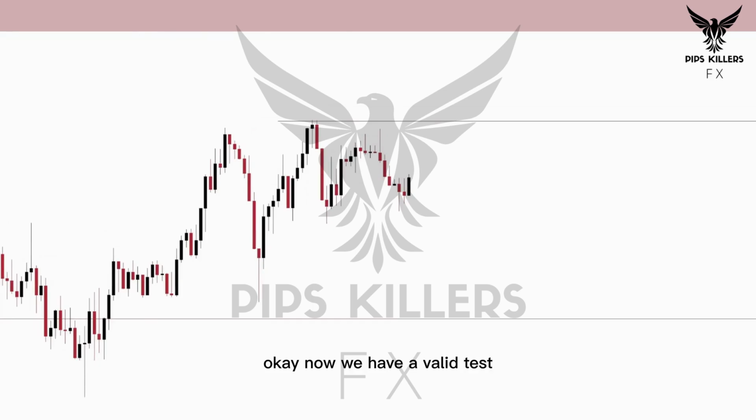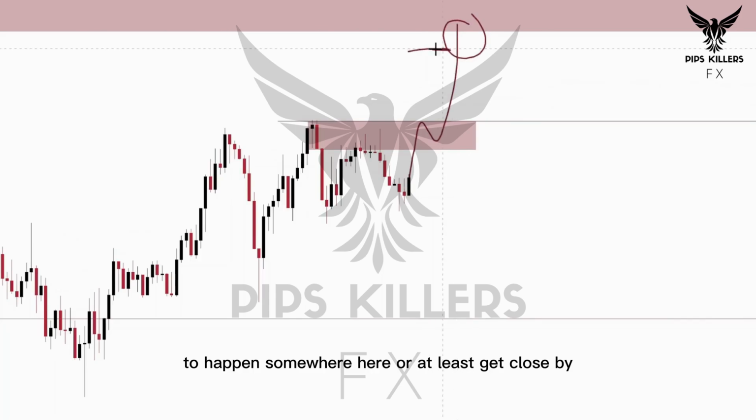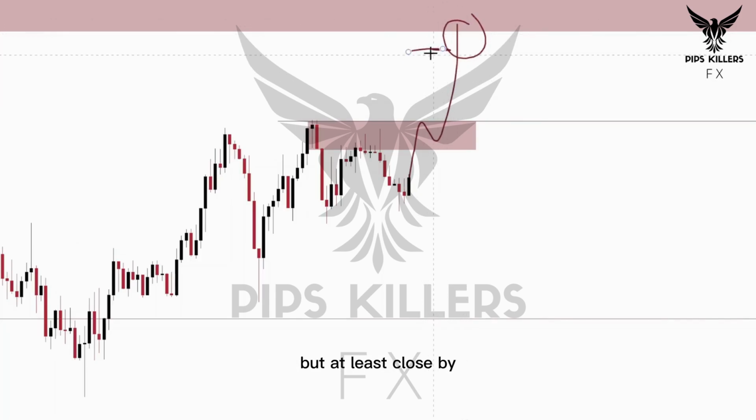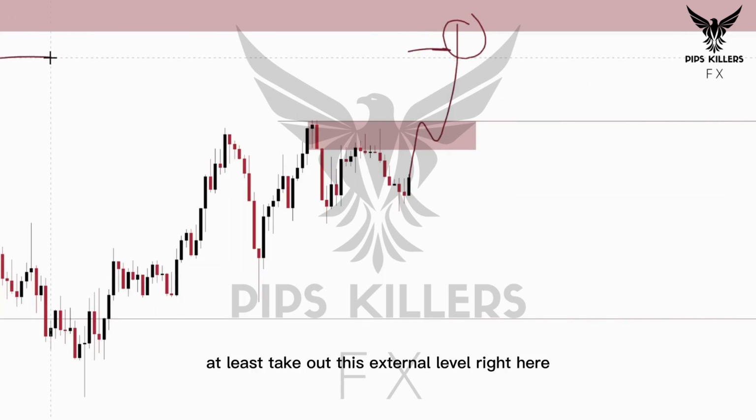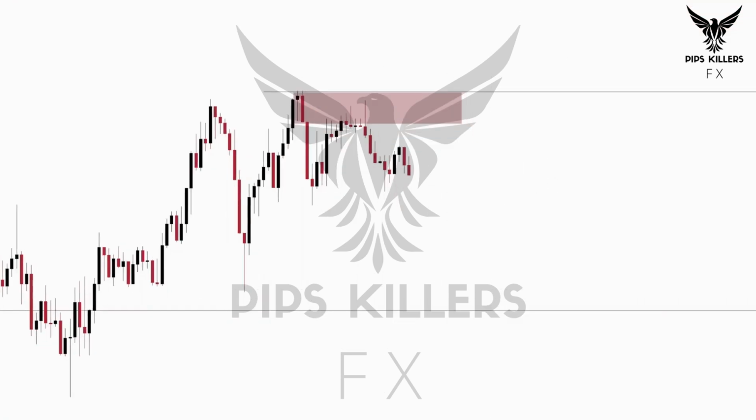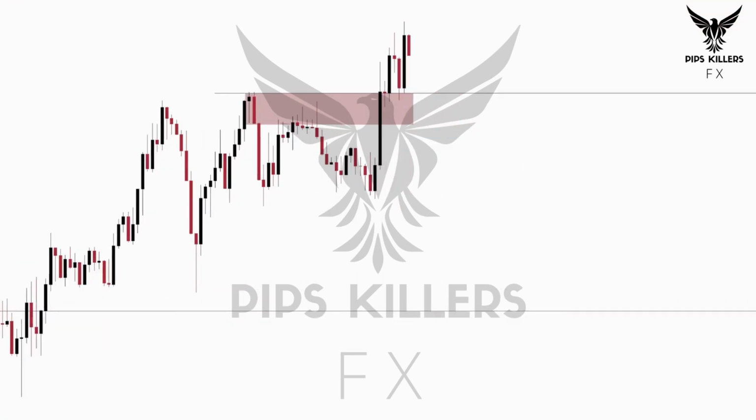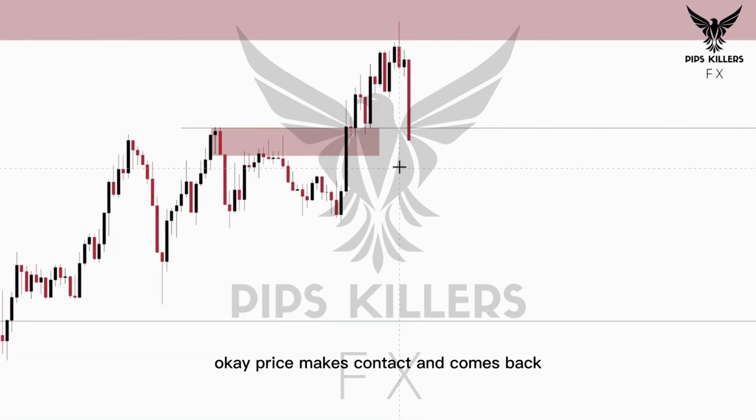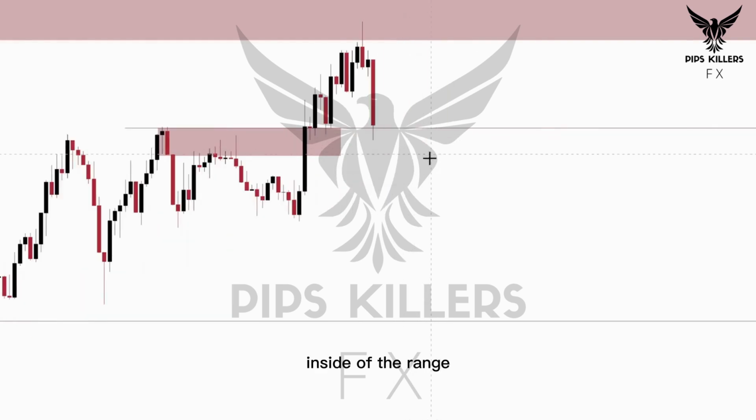Okay, now we have a valid test. Now we have a test here. So now we can anticipate a stop hunt, preferably happening somewhere here, or at least getting close by. It doesn't have to make direct contact, but at least close by. At least take out this external level right here. See if price comes back into the range. Okay, price makes contact and comes back inside of the range.